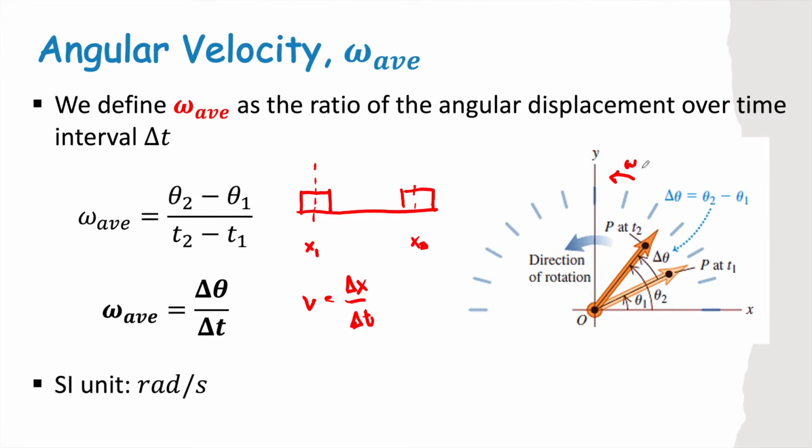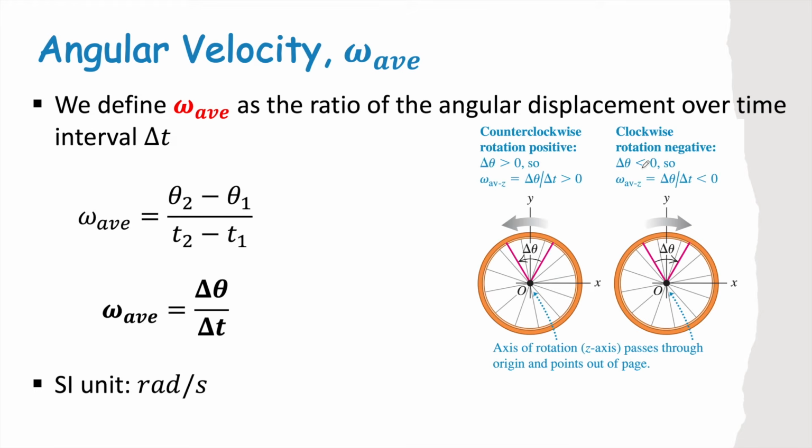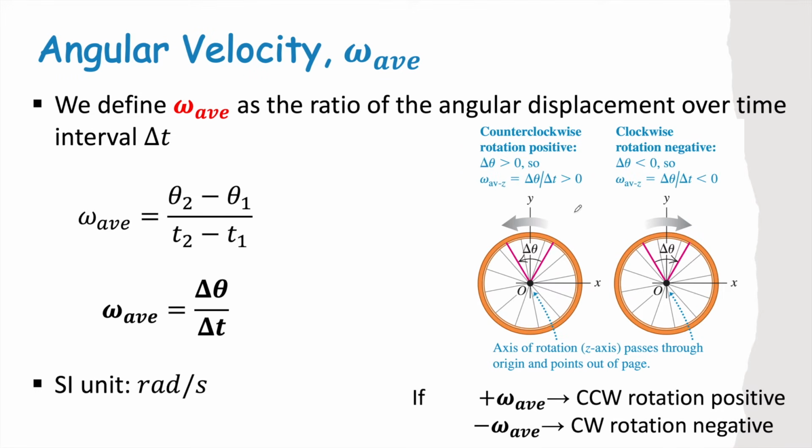And also take note that the value of your angular velocity can be positive or negative. It is positive whenever your rotation is counterclockwise. This is simply a sign convention. You can also make counterclockwise negative, and then the opposite rotation would be positive. But for me, I prefer that counterclockwise rotation is positive, and clockwise rotation is negative.